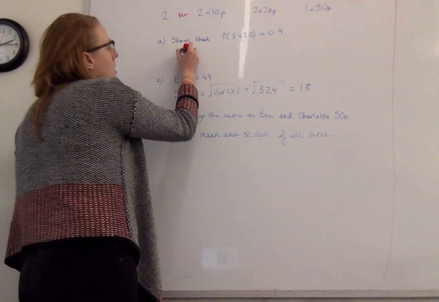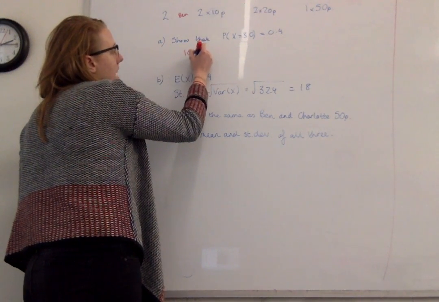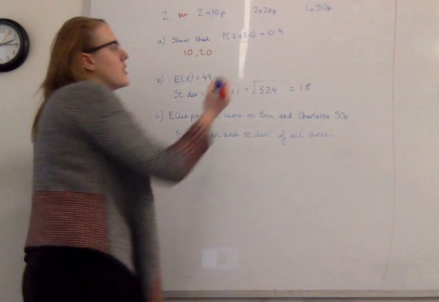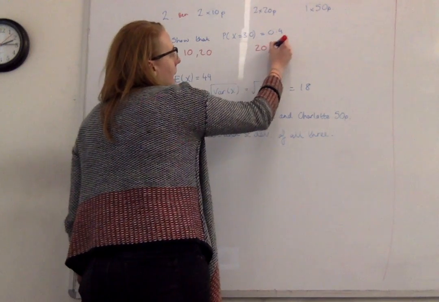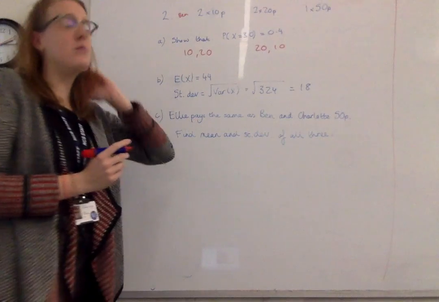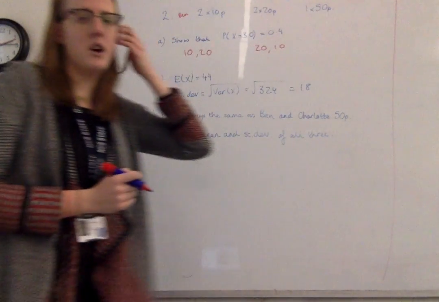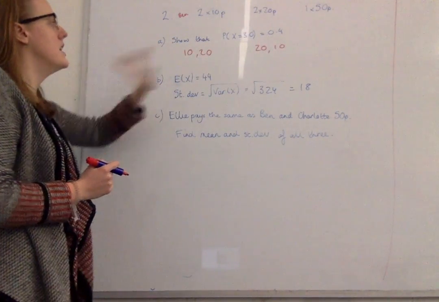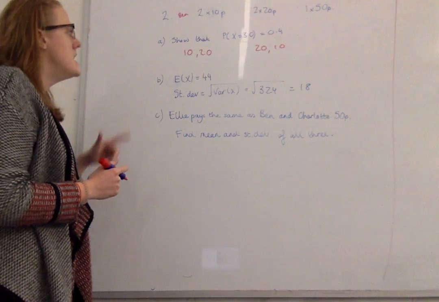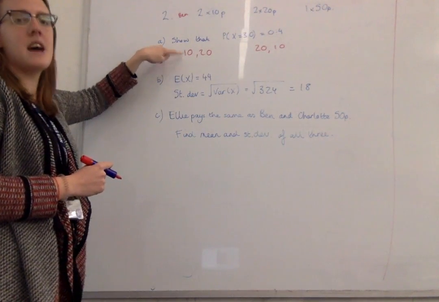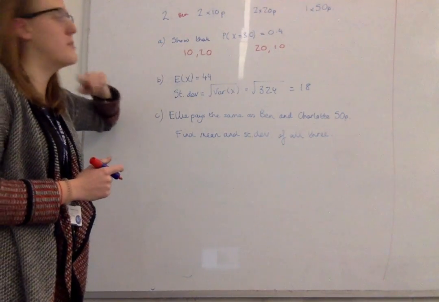So he could have got a 10 and then a 20, or he could have got a 20 and then a 10p. If he pulled out a 50p, that would have been too much. Those are his only possible options of getting 30p out of his pocket. So we just simply need to consider how he would get those and the probability of doing so.